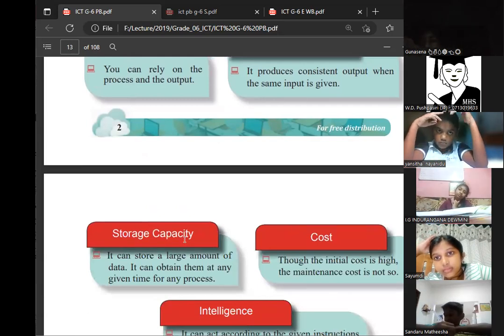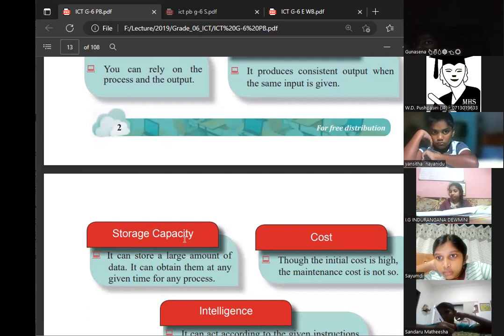Next comes storage capacity. Storage capacity means we can store data in the computer. If I am storing anything in books, we have a lot of books on my table. But if I have a computer, within one computer, everything can be stored.